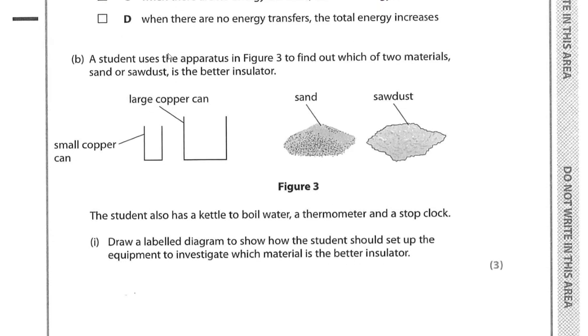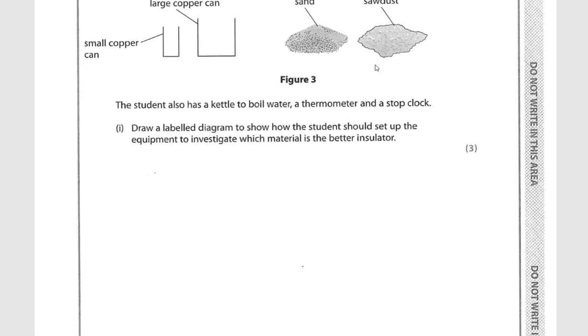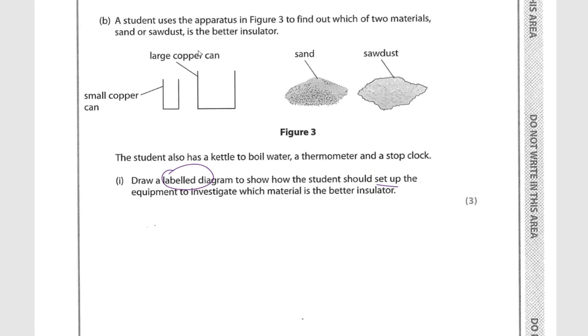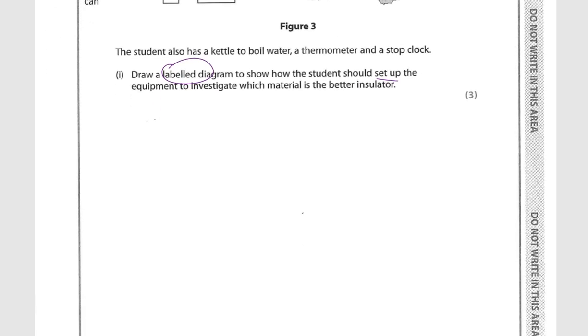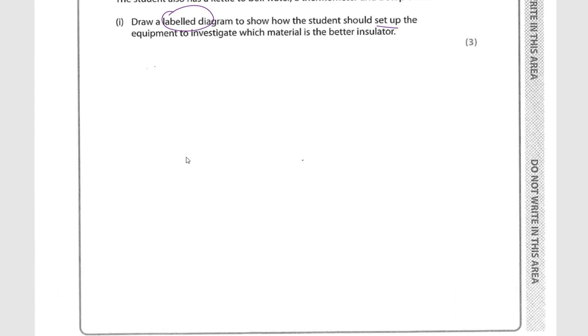Okay, good. Now, this one here, we need to label how students are able to set up the experiment to investigate which one's better. Now we have large can, small can, sand, and so on. Okay, now let's take a look at what we got. So what we need to do is we need to have at least two diagrams, because we have two things.